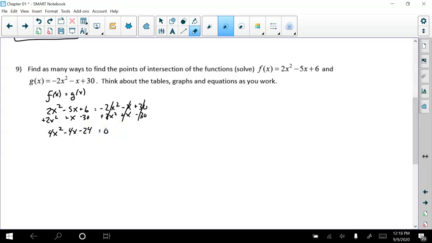Now looking at this quadratic, I can see that they're all divisible by 4, all those terms. So I'm going to factor out the 4. 4 times x squared minus x minus 6 equals 0. Now what I can do is I can divide both sides by 4. So I get x squared minus x minus 6 equals 0. And now what I can do is I can factor this quadratic.